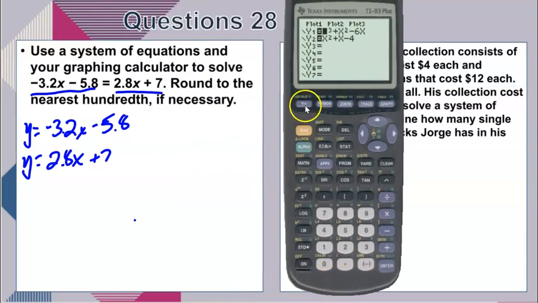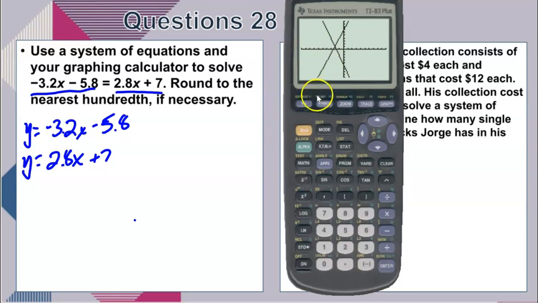and we're going to hit our y equals, and we're going to just clear everything that we have on our calculator, and we're going to type in our equations. So we have a negative 3.2x minus 5.8. So that's our first one. And our second one is 2.8x plus 7. Now if I hit graph, here's our first linear equation. Here's the second one.